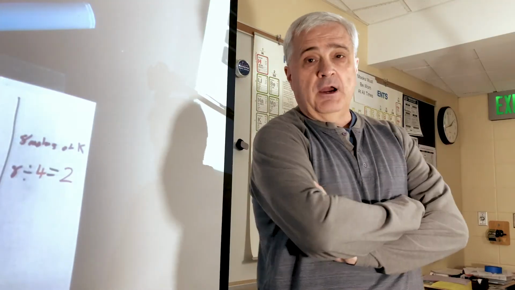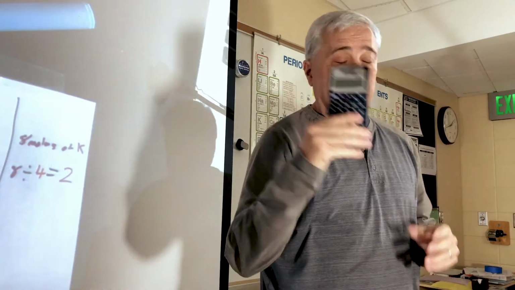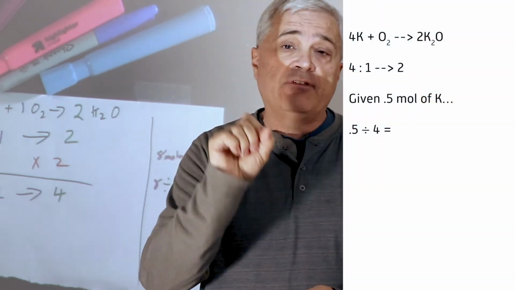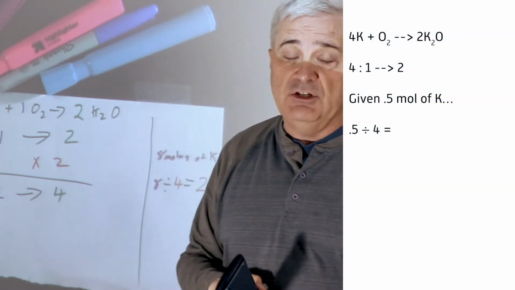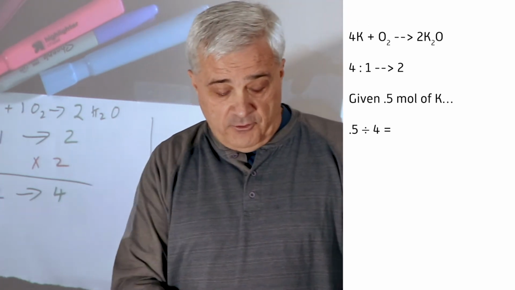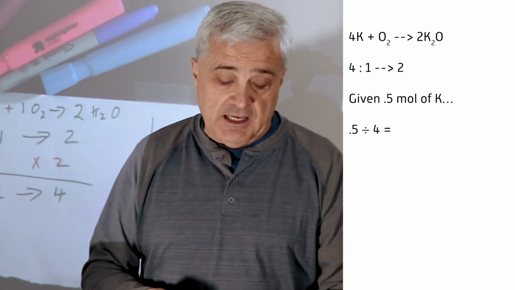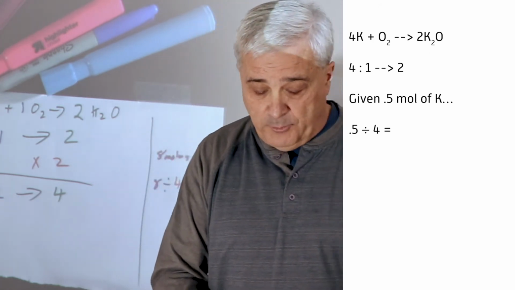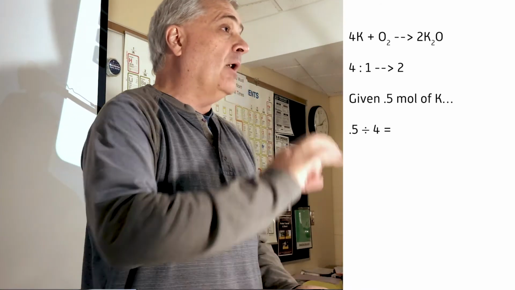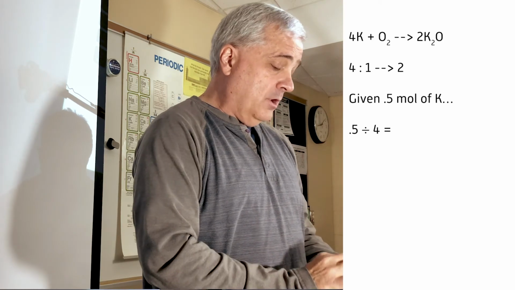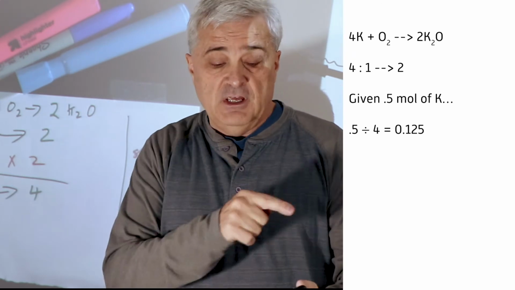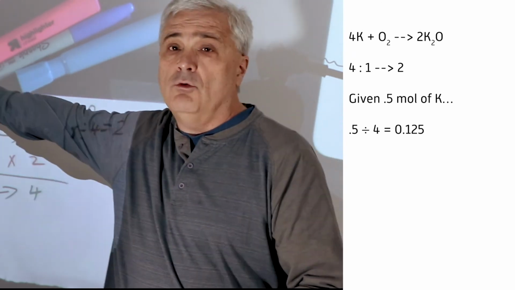All right, so let's do that math. Let's get the calculator out and do that math. So what I said was our ratio for potassium is 4:1 to 2. And I only have 0.5 of the thing I'm supposed to have 4 of. I have 0.5 moles. So I take 0.5 and I divide that by what I'm supposed to have, which is 4, and that gives me the fraction 0.125.